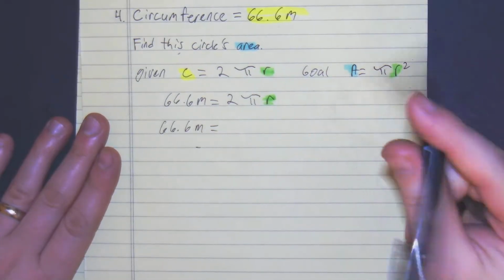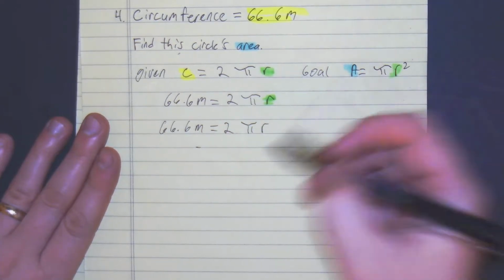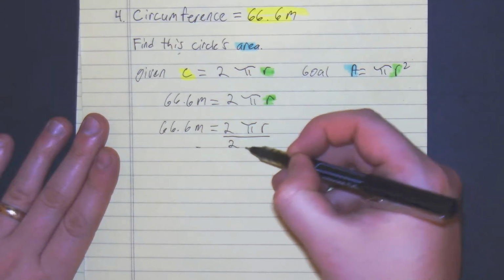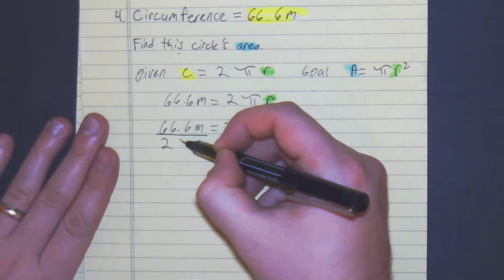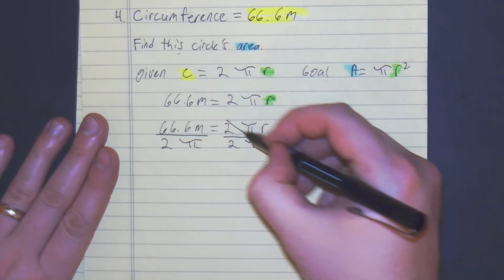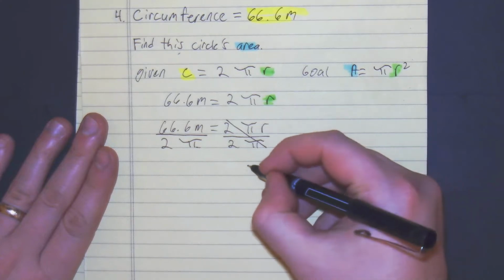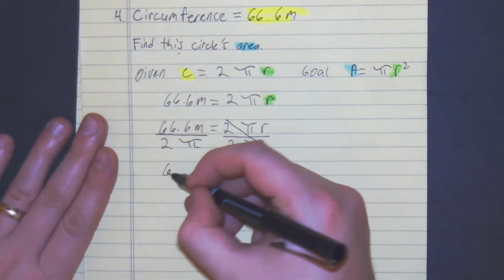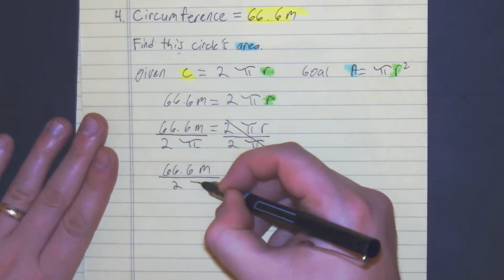right here, just rewriting it so you could see it better. So we're going to divide both sides by 2 pi. That cancels, so that means we get r by itself. So here, I'm going to rewrite it. r is equal to 66.6 meters divided by 2 pi.